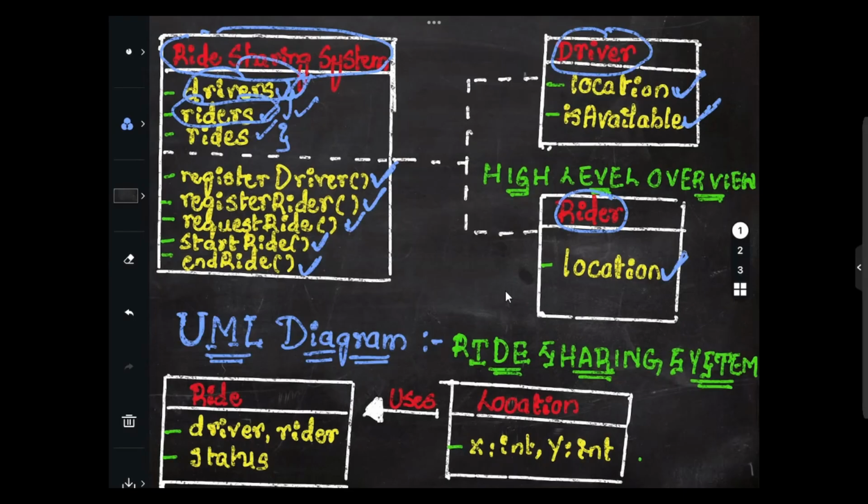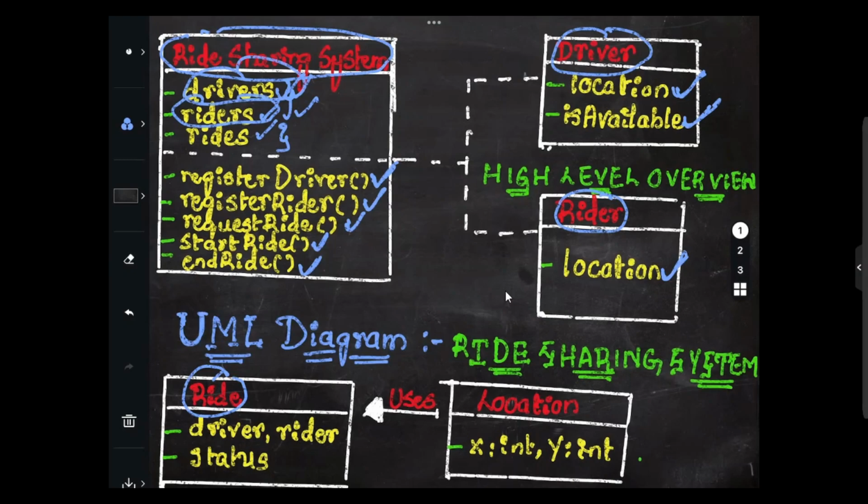Next, let's come to the ride part here. This one is the third class, and now the fourth class, right? We have already discussed the ride sharing system, and the driver and rider, which depend on the ride sharing system. These three classes we have already discussed. Let's come to the ride part here.